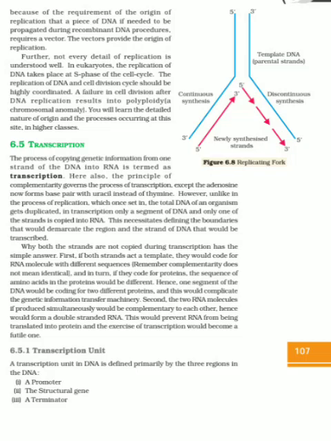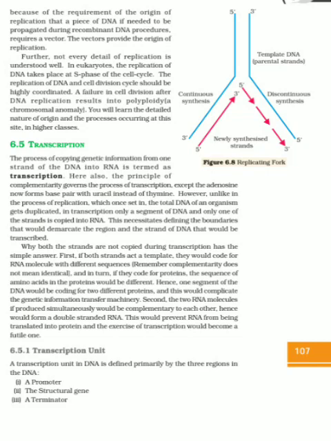Further, not every detail of replication is understood well. In eukaryotes, the replication of DNA takes place at the S phase of the cell cycle. The replication of DNA and cell division cycle should be highly coordinated. A failure in cell division after DNA replication results in polyploidy, a chromosomal anomaly. You will learn the detailed nature of origin and processes occurring at this site in higher classes.